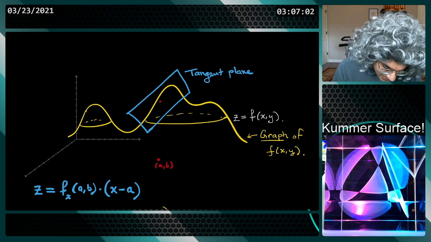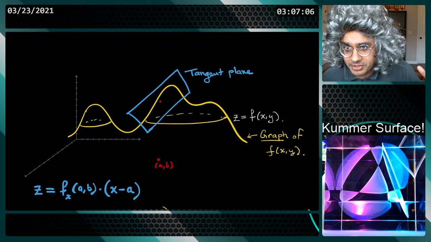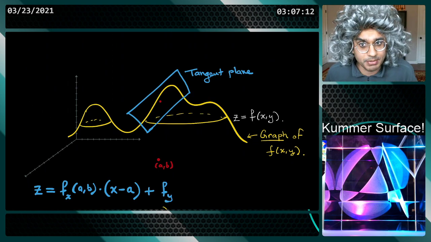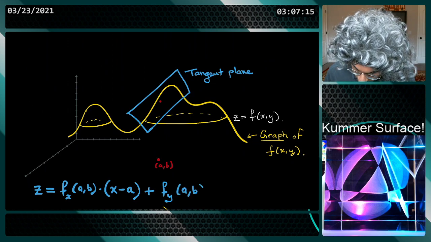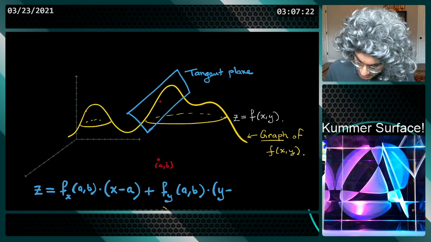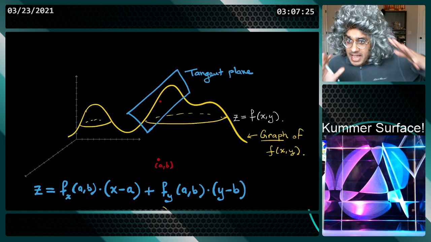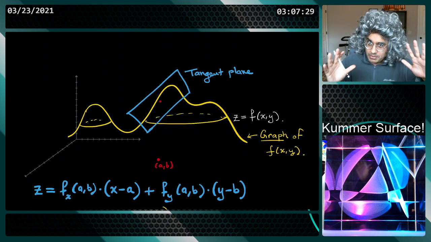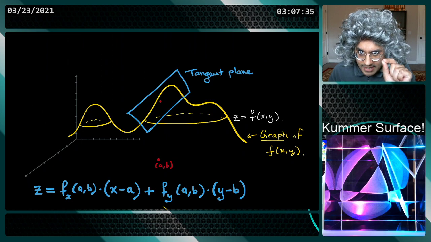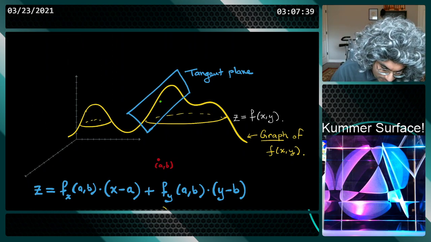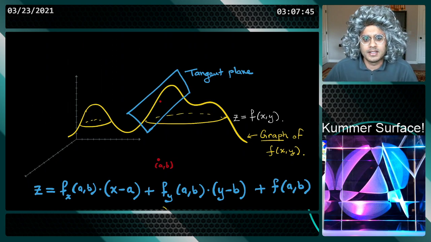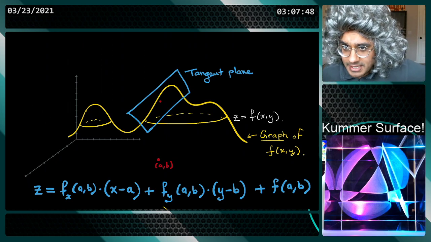Then it's an equation of a plane, so it's going to have some Y garbage too. And what's the coefficient, the slope in the y direction? That's by definition the partial with respect to y at this given point a comma b times y minus b. So now you've got the slantiness of the plane down correctly, and now you just gotta drag it so that it's going through that point of contact with the surface. And so that's why you have this constant at the end, which is just f of ab, the output of the function.